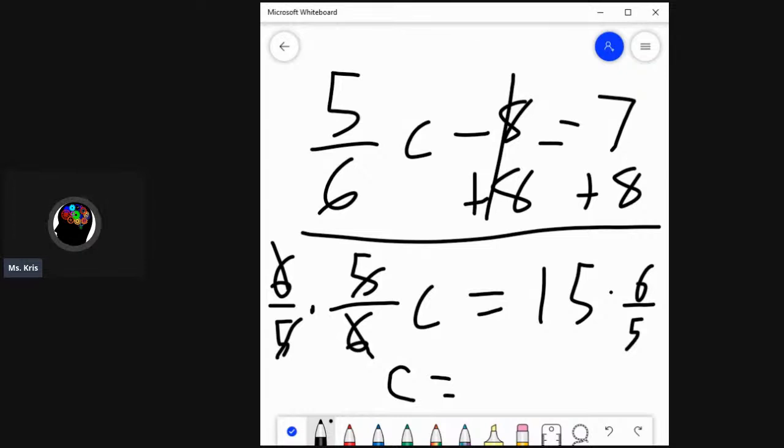Or, my personal favorite, canceling within multiplication. So, what does that look like? Well, 15 and 5 both have the number 5 in common. If I divide 15 by 5, that will give me 3. If I divide 5 by 5, that'll give me 1. So then now I am multiplying the 3 to the 6 and dividing by 1, which leaves me with 18.